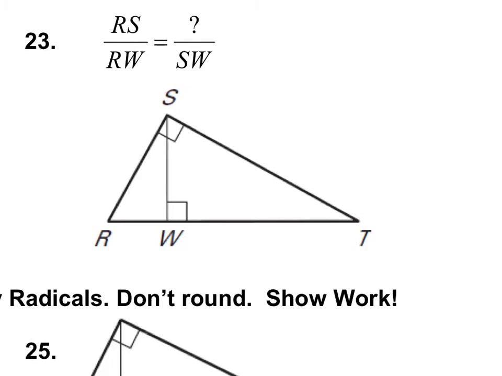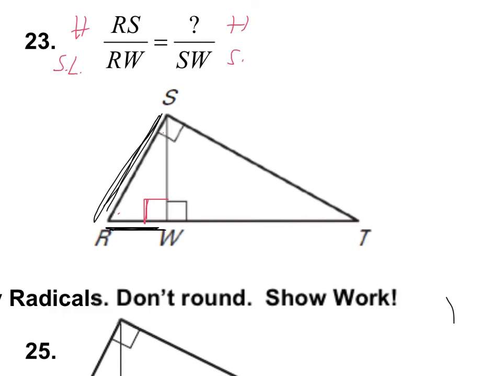RS over RW. Okay. RS and RW. It looks to me like we're just looking at this small triangle right here. RS is what for that small triangle? Well, where's the right angle? It's not here, it's not here. This is the right angle. So RS is the hypotenuse, and RW looks like it's the short leg. So we're doing hypotenuse over short leg.